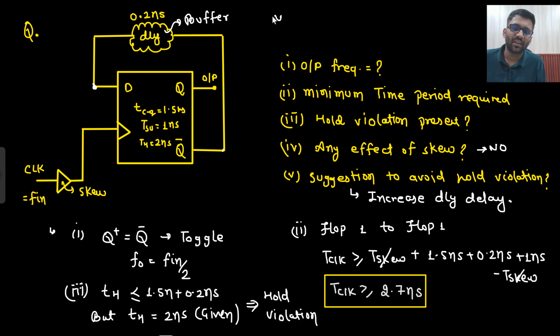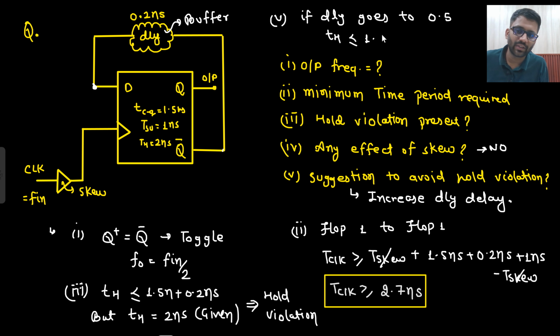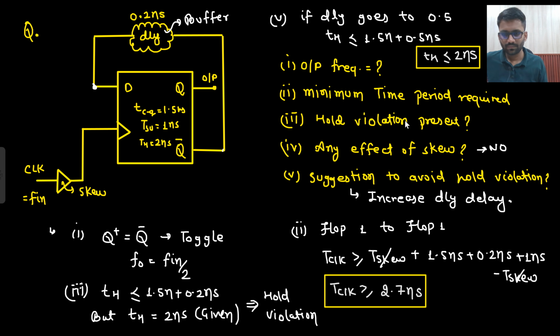So the fifth answer I am writing here only. If DLY goes to 0.5, then what will happen? Your T hold should be less than or equal to 1.5 nanosecond plus 0.5 nanosecond. So your T hold should be less than or equal to 2 nanosecond. So yes, this is acceptable, right?